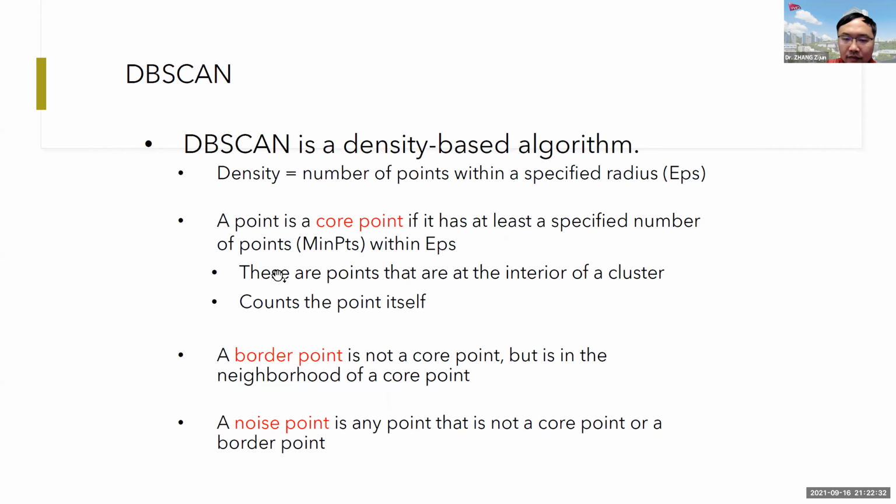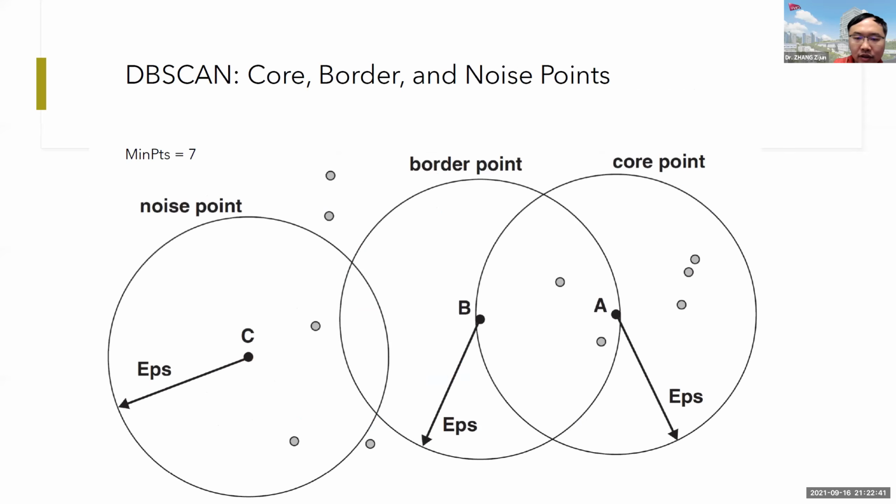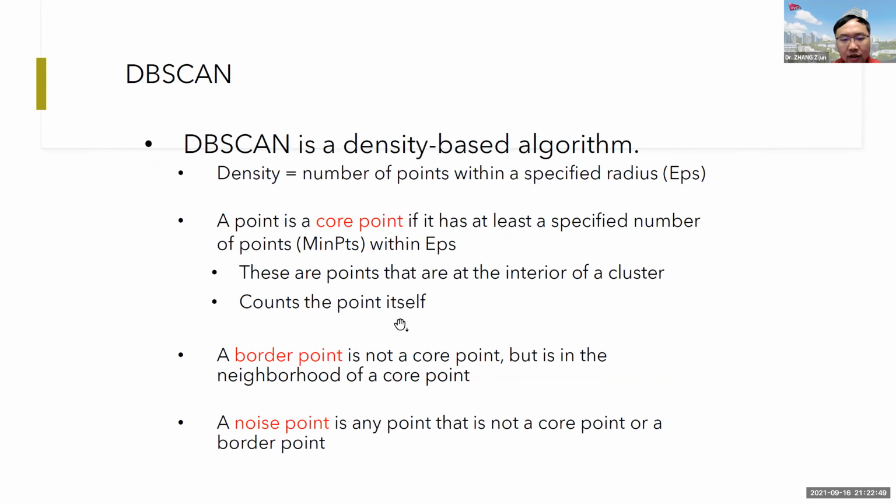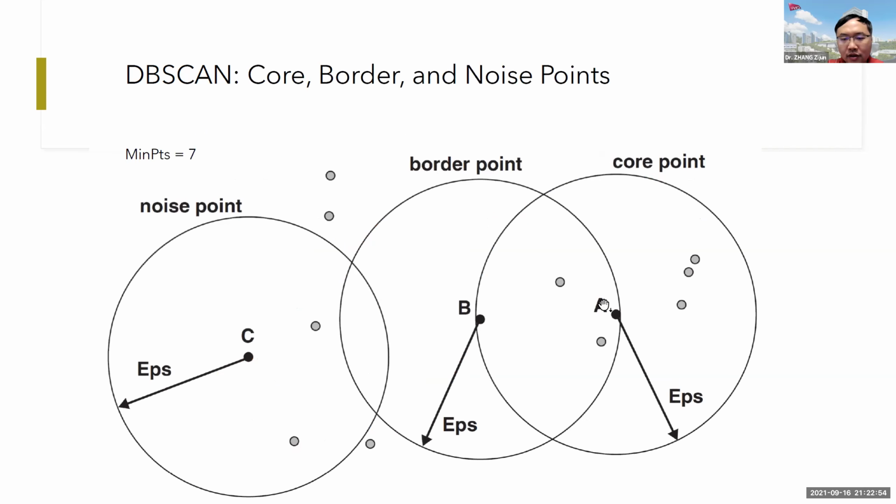When you count the minimum points, you need to count the points that are at the interior of a cluster. What does that mean? It means you sweep a circle and count all the points within this circle. That is the interior of a cluster. As well, you need to count the point itself. So when you're given a point, it should be counted.